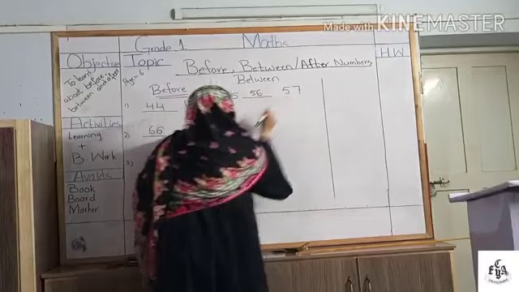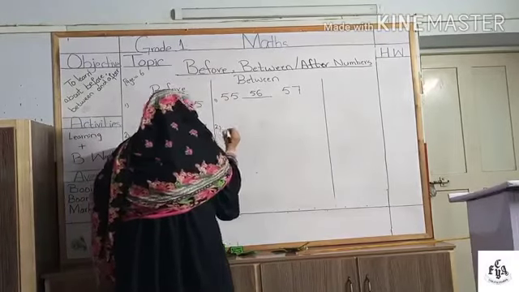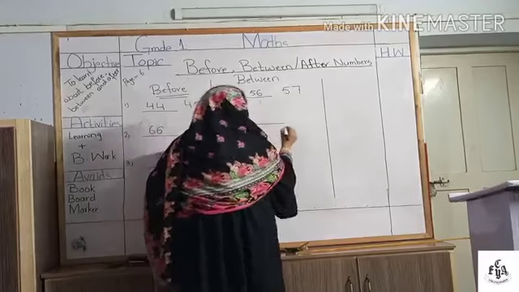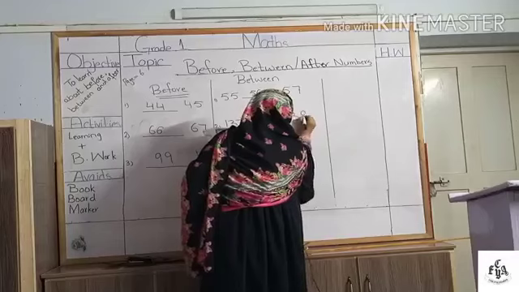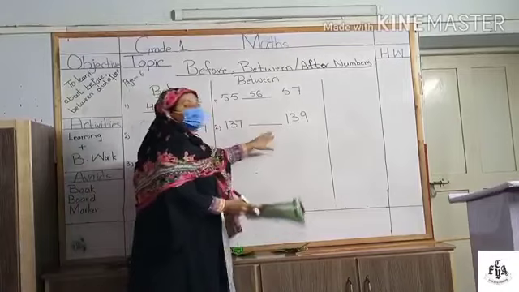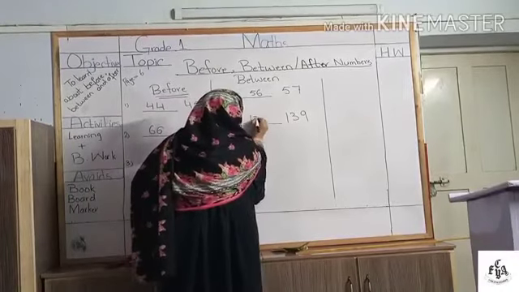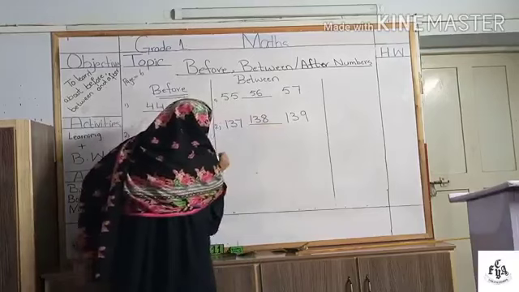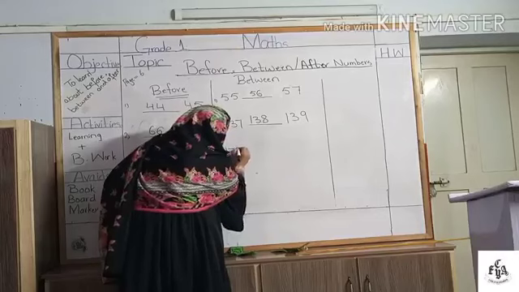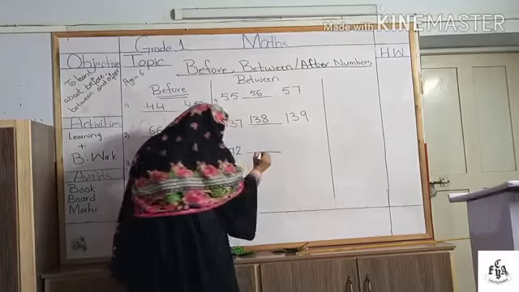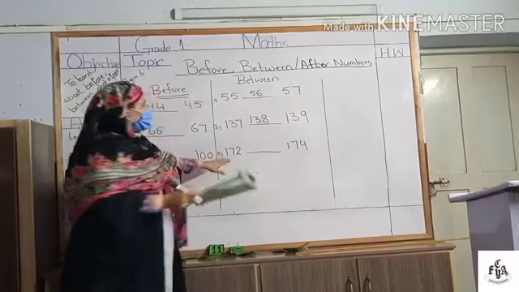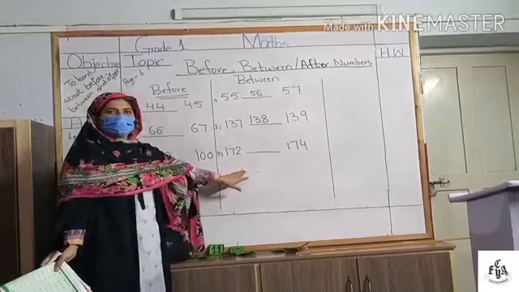56, 57. Now number 2 is 137, blank, 139. Now start counting. 137 and 138. Very good. Understand? The third one is 172, blank, and 174. You read and you write the counting.